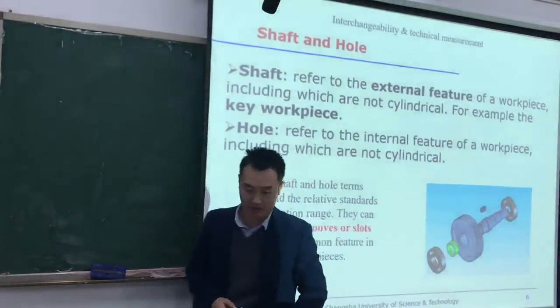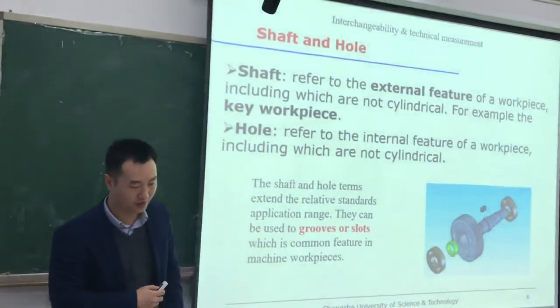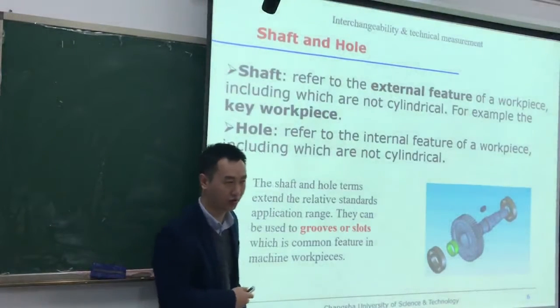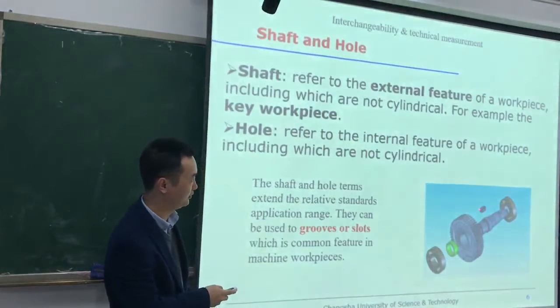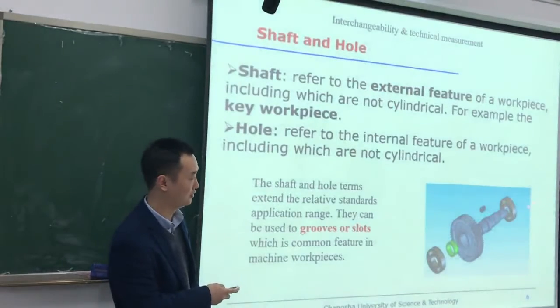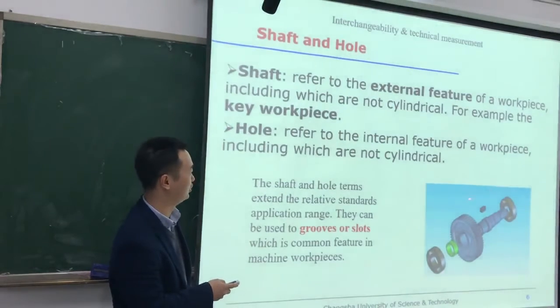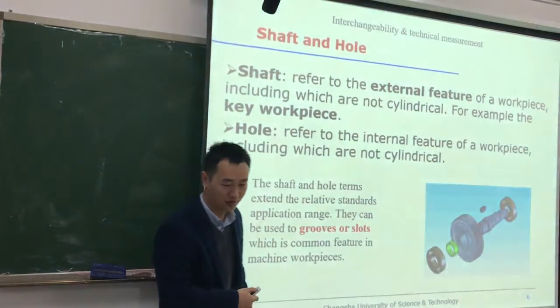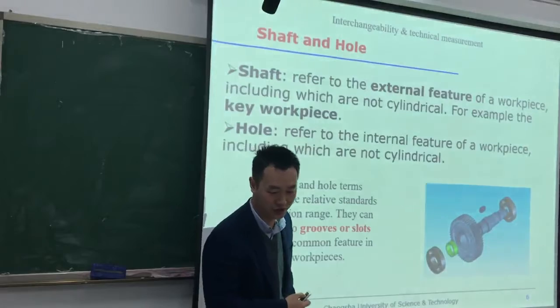Okay, so we introduced the terms shaft and hole. They are not always cylindrical. Sometimes it can be a workpiece like this. It's a key. The key is also a shaft. The slot can also be seen as a hole. So it's a general term of shaft and hole.